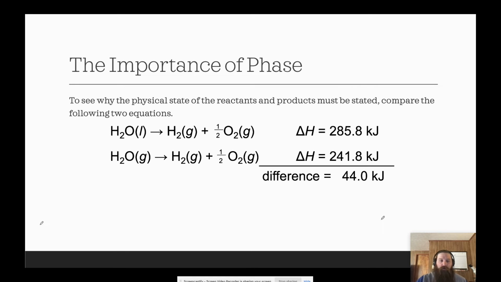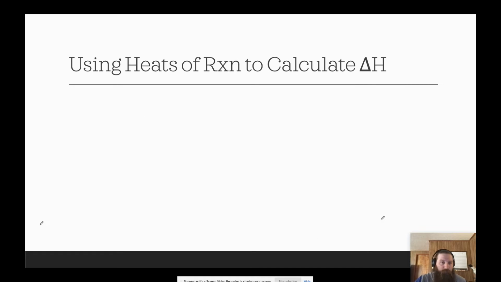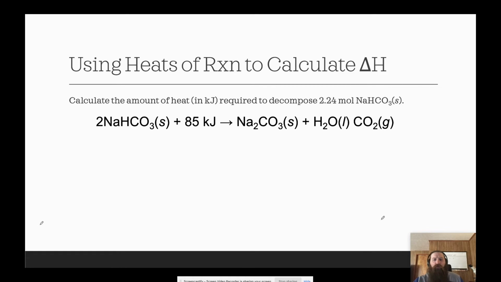So why do we care about the phases? Well, look at these two equations here. We have water as a liquid, and then we have water as a gas. These are two different delta H values. So it's going to take an extra 44 kilojoules of heat to vaporize liquid water than it would to do the same thing to water vapor. So that's what we're looking at. Now, just so you're aware, you don't have to know these numbers off the top of your head. There are tables that have all of these delta H values. There's even one in the back of your book.